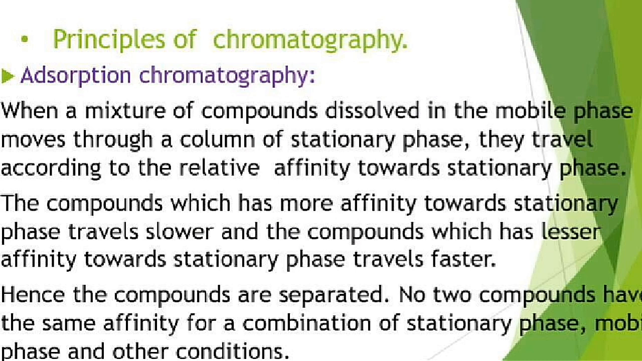So the main thing we should consider is that the separation takes place depending upon the affinity, whether they have more affinity towards the stationary phase or towards the mobile phase. If a compound has more affinity towards the mobile phase, it will travel faster. If it has more affinity towards the stationary phase, it will travel slower. Based on the affinity towards the stationary phase or the mobile phase, the components will be separated. And the main thing is that no two components will have the same affinity for the combination of stationary phase, mobile phase and other conditions.